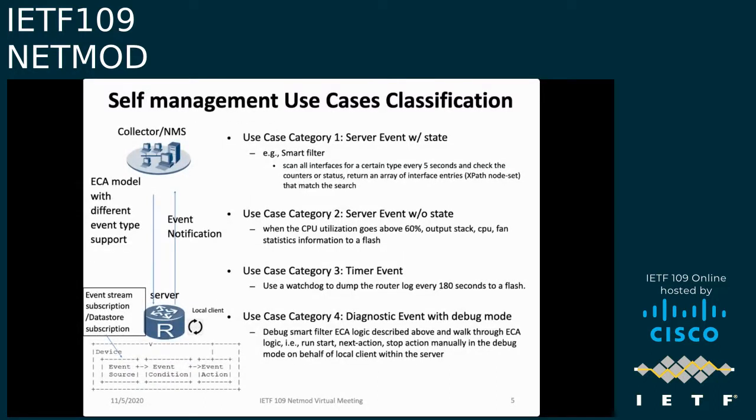So what are the use cases for this device self-management? On the left, we introduce this architecture. The ECA model will be populated in the server. The server will act as a local client to do the self-management. It will keep track of the data object changes and will trigger the action when a certain condition is met. And so we have several use cases.